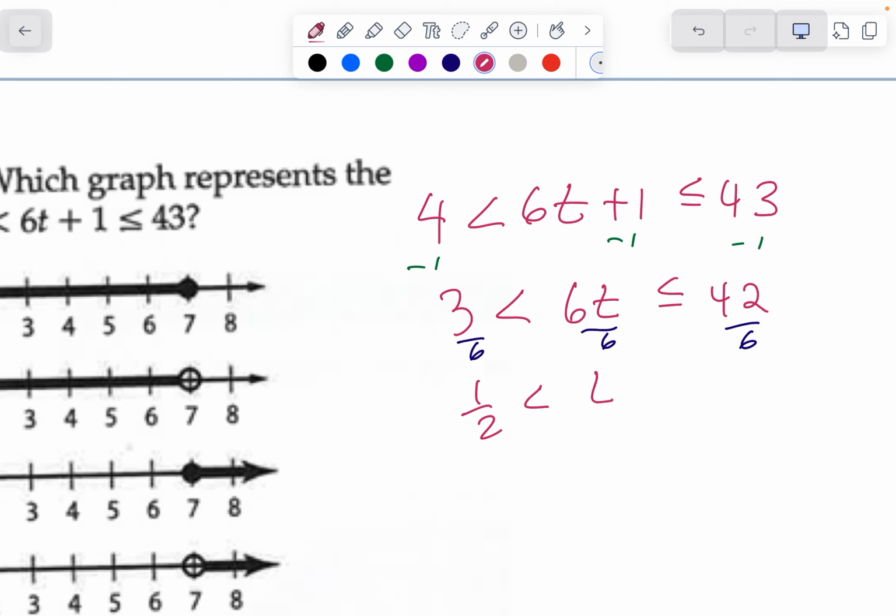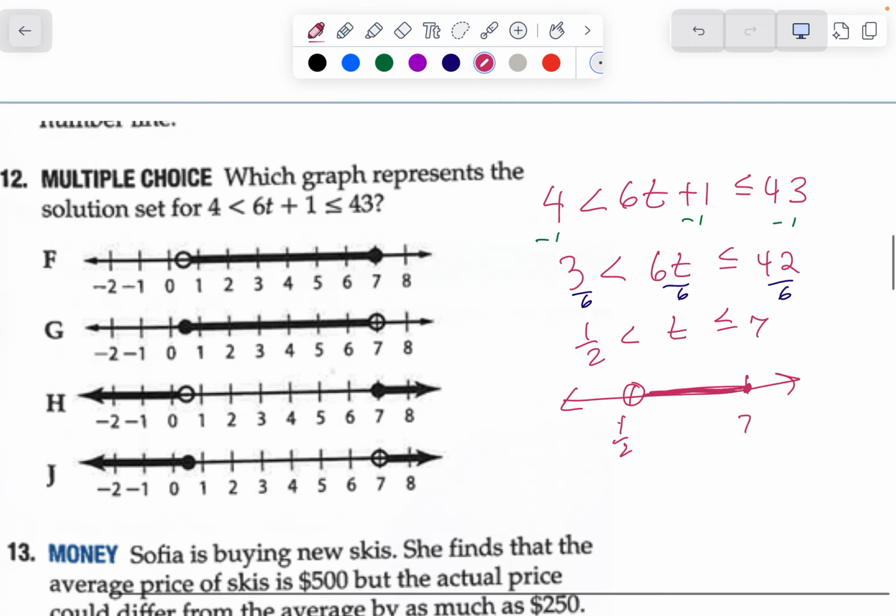And then we get t, and then 42 divided by 6 is nice. It's 7. And then if we were to draw it by hand, we should have an open circle at 1/2, a closed circle at 7, and we would shade everything in between. So let's see if we can find the picture that has done that. Okay, so we need an open circle at 1/2, a closed circle at 7, and everything in between.